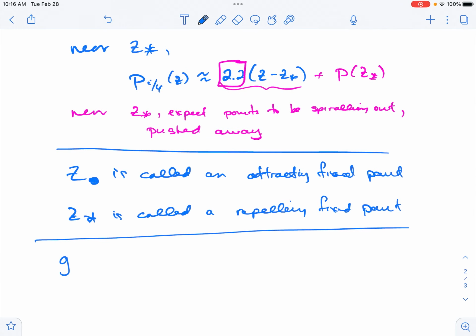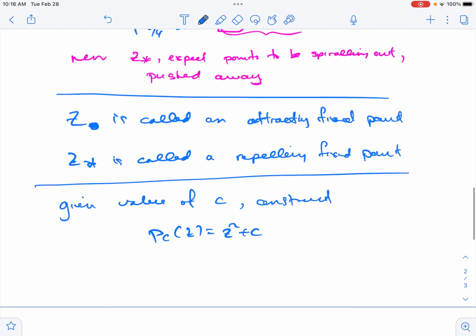So given a value of c, we construct p_c of z equal to z squared plus c. Is there always going to be an attractive fixed point? Is it possible that we could have an orbit where things bounce back and forth? That would be what's called a periodic cycle. And so the next example is intended to reveal something about more complicated behavior that can arise.